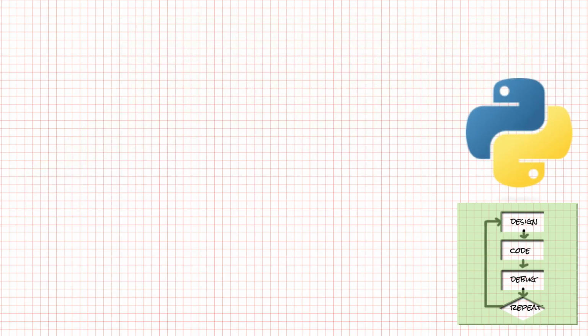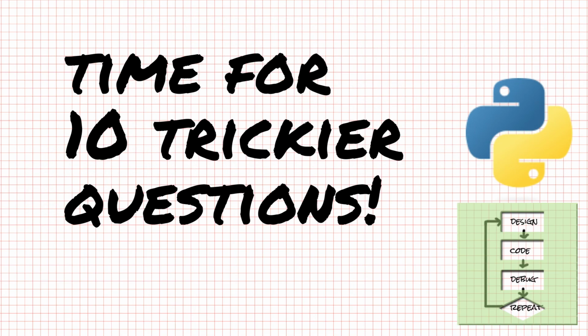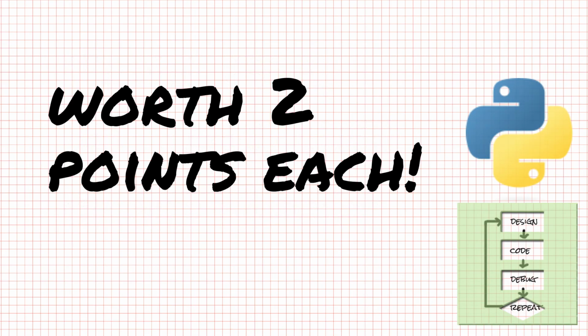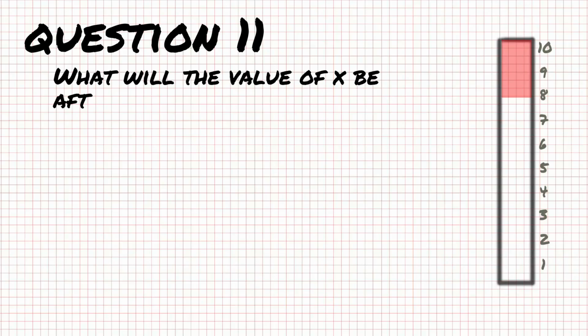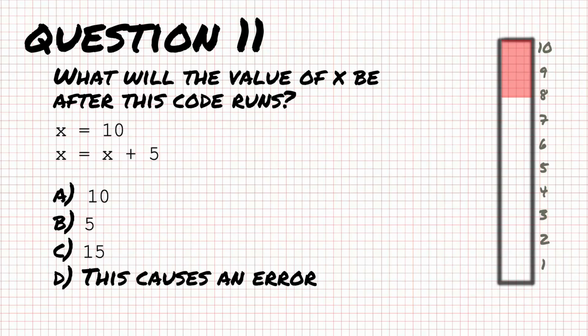Now we're going to have 10 slightly trickier questions on the same topics. These questions are worth 2 points each. Ready? Question 11. What will be the value of x after this code runs? x = 10, x = x + 5. Is it A, 10, B, 5, C, 15, or D, this causes an error?